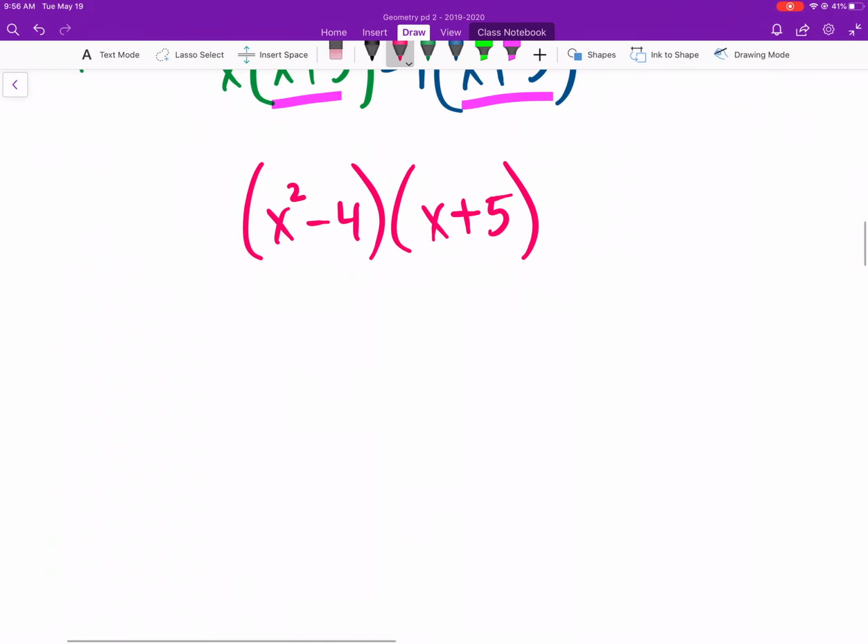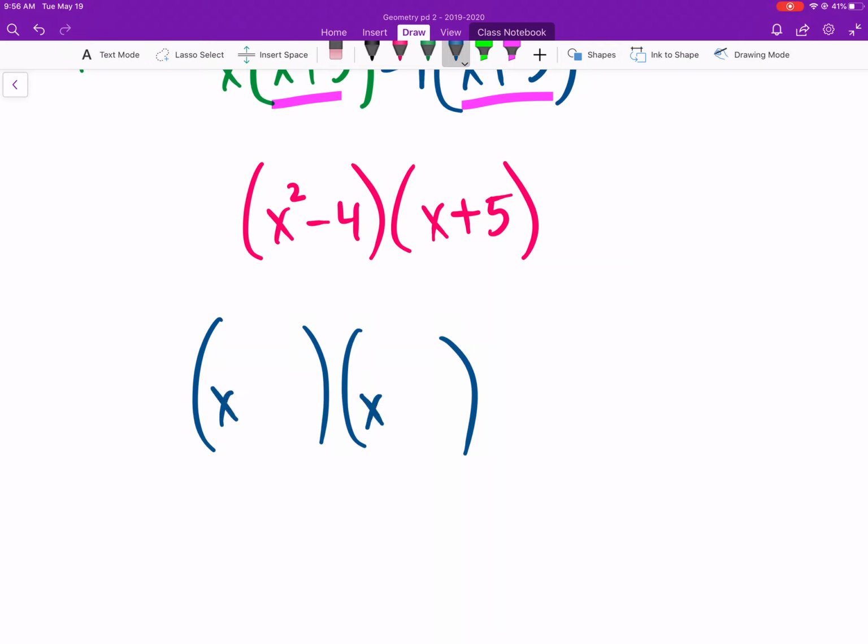Hopefully you picked up on it. We're not done. This first parentheses here, x squared minus 4, is a classic example of dots. X squared is a perfect square, and 4 is a perfect square. So you would break that up, right?